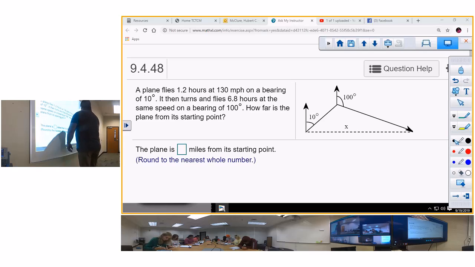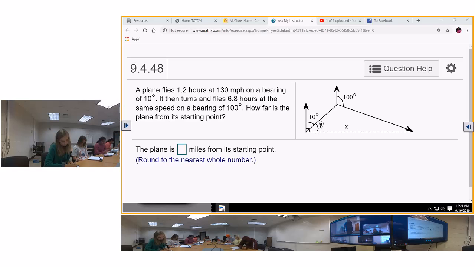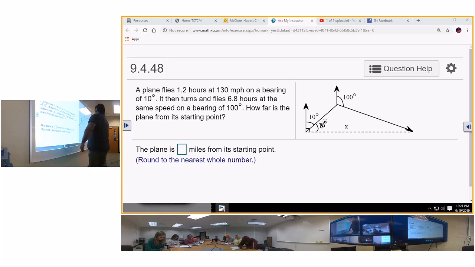So this is 90 degrees right here. Somebody tell me what this angle is. 80. Okay, we know that this angle is 100 degrees, so we know that that angle right there is 10 degrees. And I'm just doing that for a reason, okay?